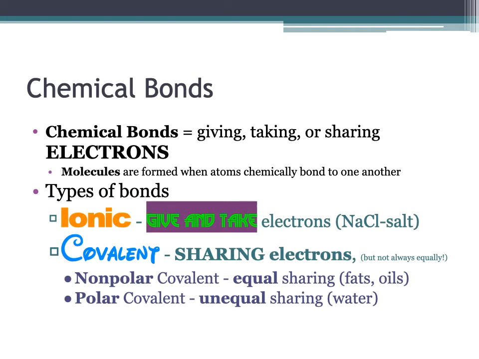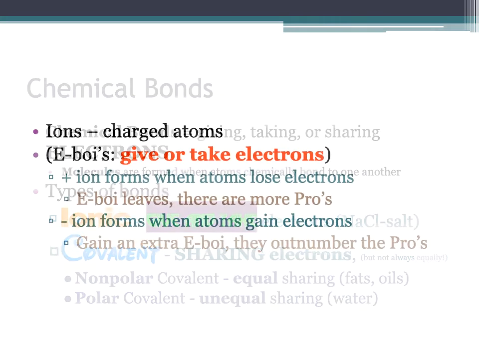All things are joined together with chemical bonds, and that involves giving, taking, or sharing electrons. There are 2 main types of bond. Ionic, in which you give and take electrons. The example is salt. And covalent, which is sharing electrons. But you don't always share equally. If you do share equally, that's called a non-polar covalent. The examples are fats and oils. A polar covalent bond means you are unequally sharing, and the great example is water.